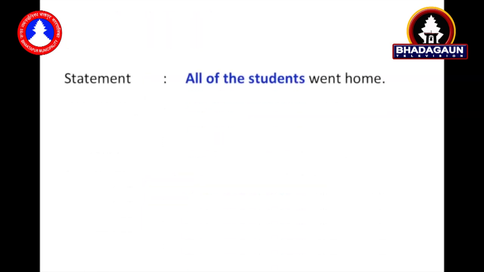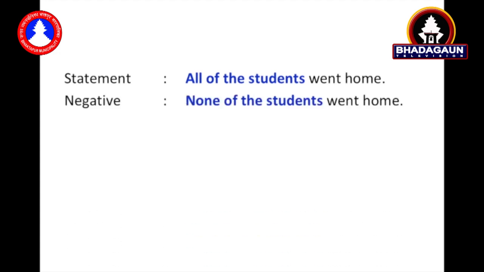All of the students went home. Now in the place of some or any, this time all is given here. All of the students went home, and we don't have an auxiliary verb here. The main verb is went, that is V2, the simple past. And what's its negative? Its negative is again none of the students went home. All is also changed into none.